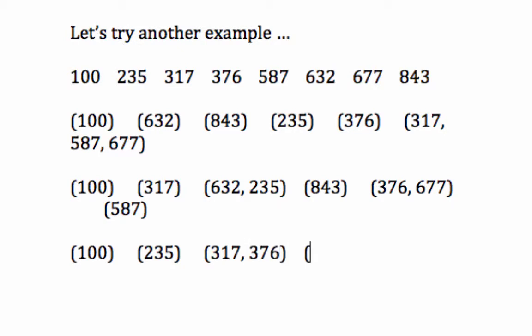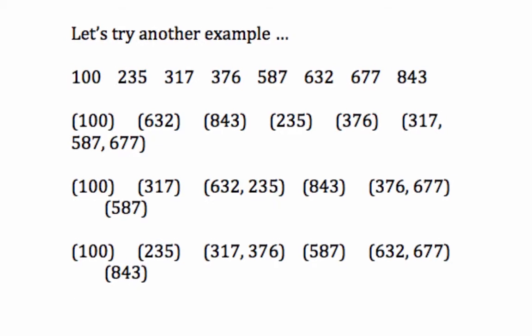Next bucket, numbers that start with 4, none. Numbers that start with 5, there is only one, 587. Next bucket, numbers that start with 6, 632 and 677. So I'm going to put there 677. And my next bucket, as you can guess, is numbers that start with a 7. There are none. Numbers that start with an 8, 843. And I'm done because there are no numbers that start with 9.